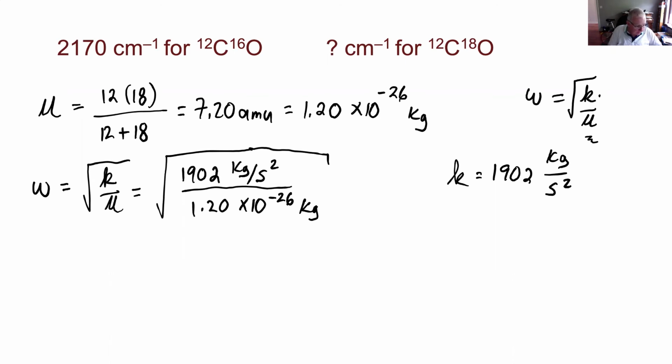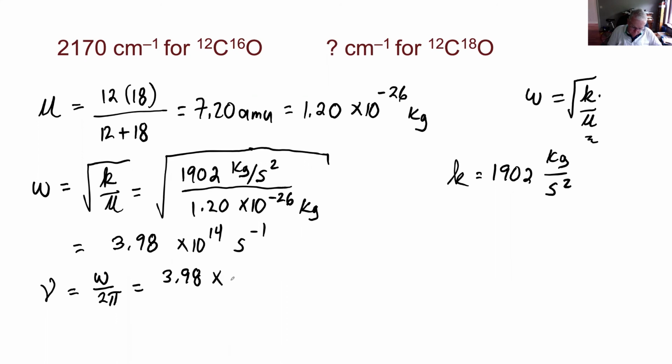And so that value comes to be 3.98, about 4 times 10 to the 14th. Then I can say that nu is equal to omega over 2 pi. So I put that in there. And when I do that, I get 6.3 times 10 to the 13th.